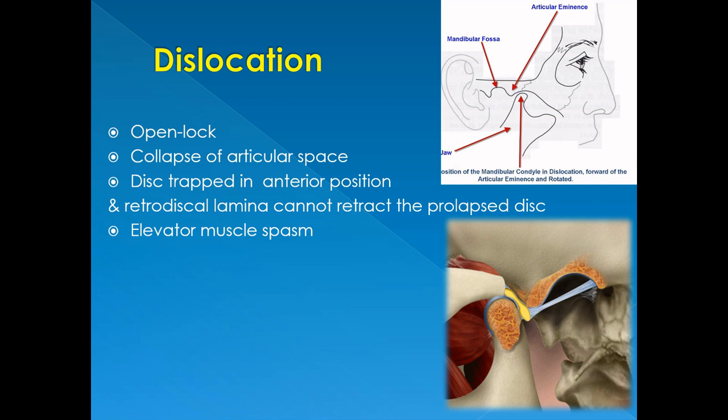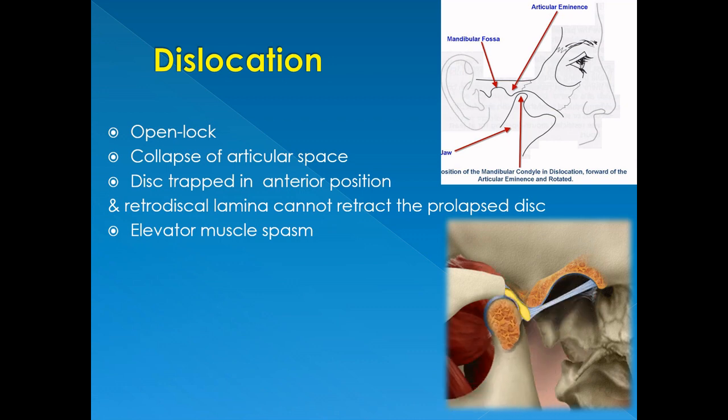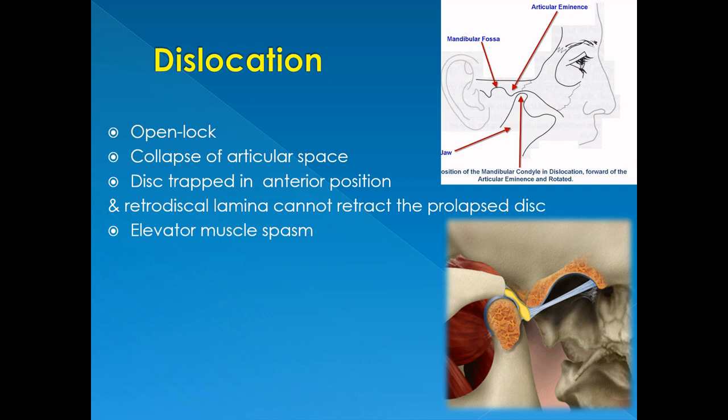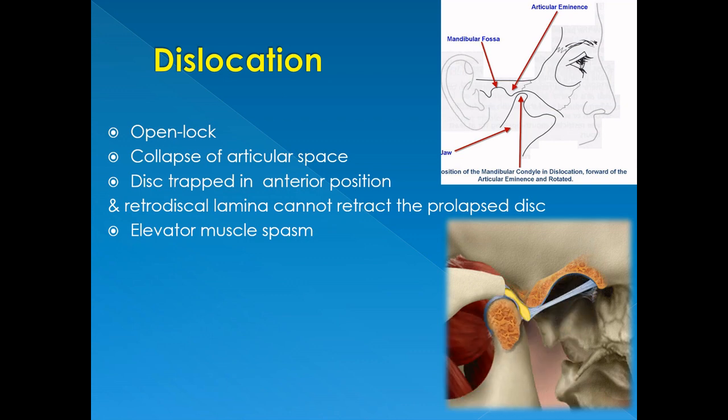We have already discussed the retrodiscal lamina in the biomechanics. Normally when the condyle is pulled forward down the articular eminence, the superior retrodiscal lamina becomes increasingly stretched, creating increased forces to retract the disc. But in this case, as the disc space gets collapsed, the retrodiscal lamina cannot retract the prolapsed disc. And also, this condition is aggravated when the elevator muscles contract because this activity again increases the intraarticular pressure and further decreases the disc space.